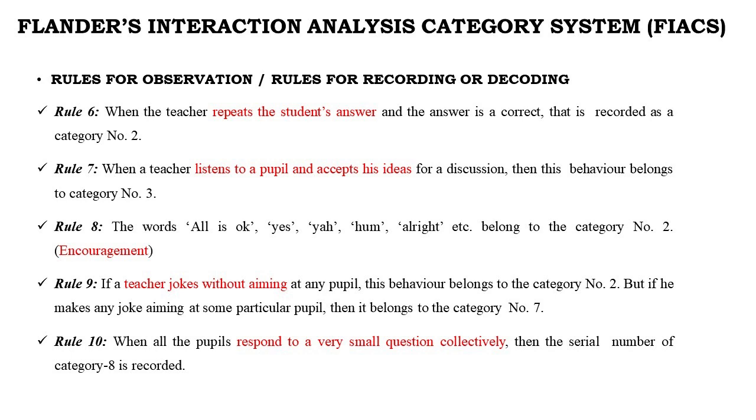Encouragement. Rule 9. If a teacher jokes without aiming at any pupil, this behavior belongs to the category number 2. But if he makes any joke aiming at some particular pupil, then it belongs to the category number 7. Rule 10. When all the pupils respond to a very small question collectively, then the serial number of category 8 is recorded.